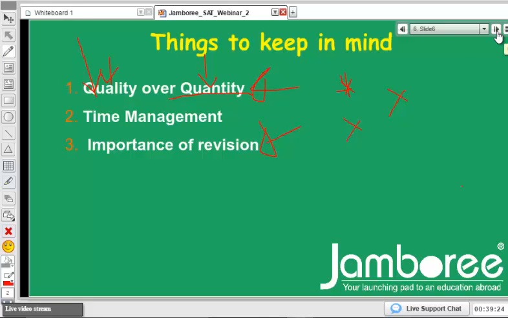Has anybody tried doing this with whatever mock test you have taken till now? Okay, great, that's good to know. Rest of you, if you have not, this is a very handy trick.